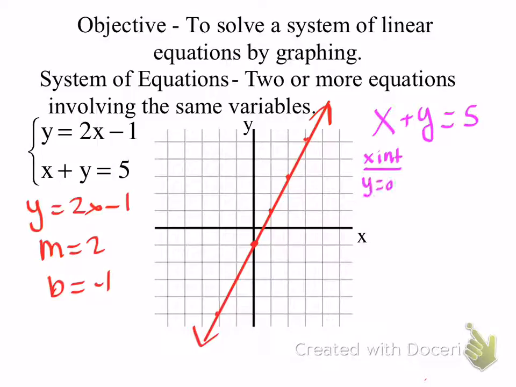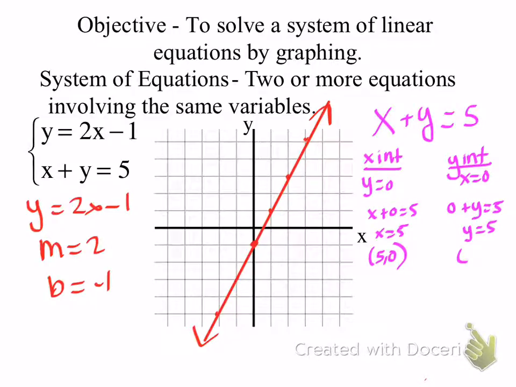X-intercept, y equals 0. Y-intercept, x equals 0. So, x plus 0 equals 5, so this is x equals 5. What is the ordered pair there, please? Jack? The ordered pair for which one? For that one. It is 5, 0. Good. And then the y-intercept, I'm substituting 0 for x in x plus y equals 5, so y equals 5. What is the ordered pair, Jack? 0, 5. Good. And so I plot those points.